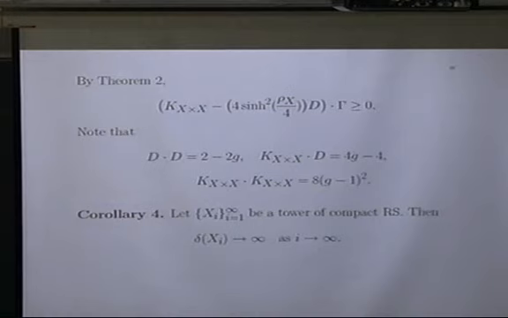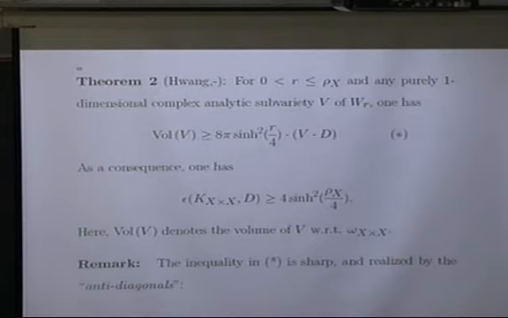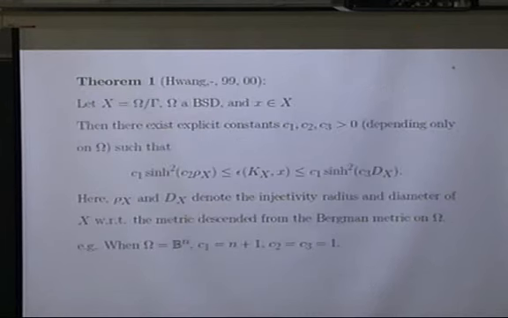So what I want to do in the remaining time is to look at the proof of this volume inequality. For that, I actually have to go back to the proof of Theorem 1. Theorem 1 is the lower bound of the Sasaki number for K_X. So let me just recall briefly the proof of this inequality.